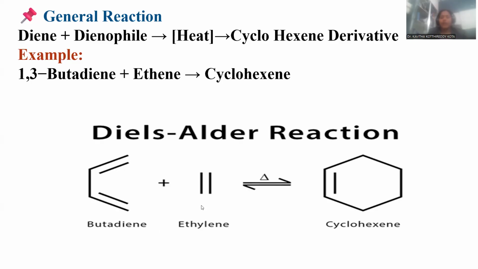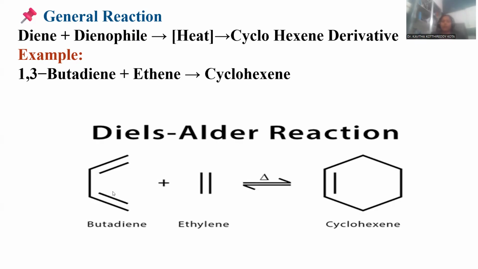a 4 pi electron system, 1,3-butadiene. It needs to be mixed with an olefinic compound with a 2 pi electron system. So here ethene was taken as the other reactant. This is called the diene and this is called the dienophile. The diene, upon reacting with the dienophile under thermal condition, in a concerted mechanism within a single step, the reaction is accomplished. As it is concerted, we are not able to imagine how the mechanism proceeds, and finally cyclohexene is the final product with one double bond.